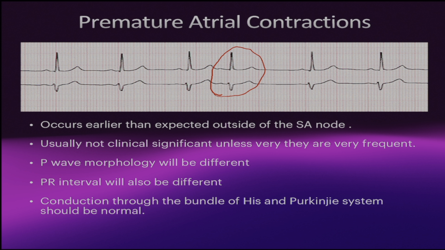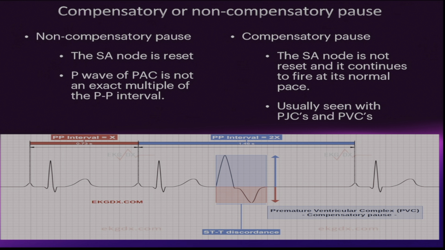Now, after the PAC, after the P wave and the PR interval, the rest of conduction through the heart should be normal unless there's some sort of pre-existing block later down the line, such as a right bundle branch block. Whenever we have a premature contraction like a PAC, a premature junctional contraction, or a premature ventricular contraction, it can cause two types of things, either a compensatory or a non-compensatory pause.